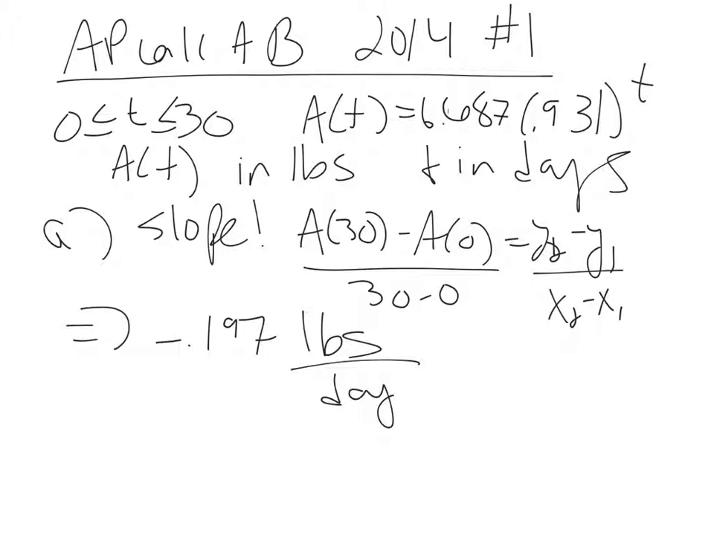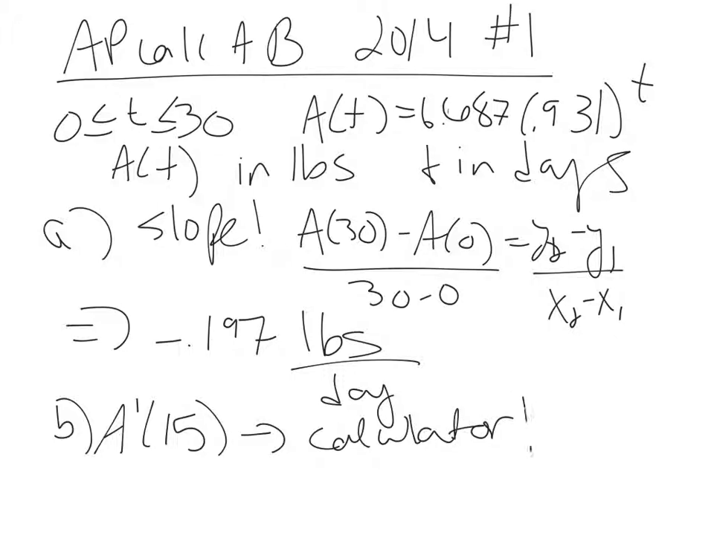Okay, part B says, find the value of A prime of 15. Using correct units, interpret the meaning of the value in the context of the problem. Now, this A prime of t, do on your calculator. Just go ahead, put it into your calculator, and you end up getting negative 0.164. So it says, what is the meaning of this? So let's think about this for a second.